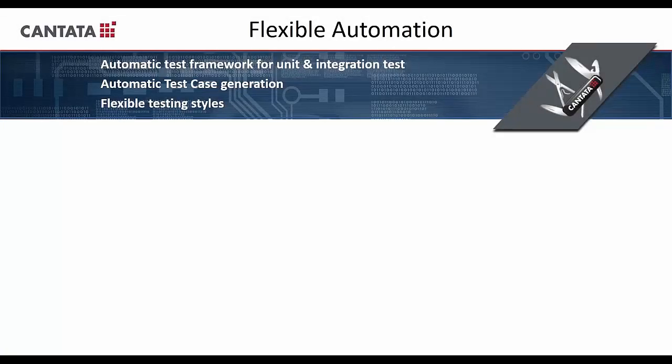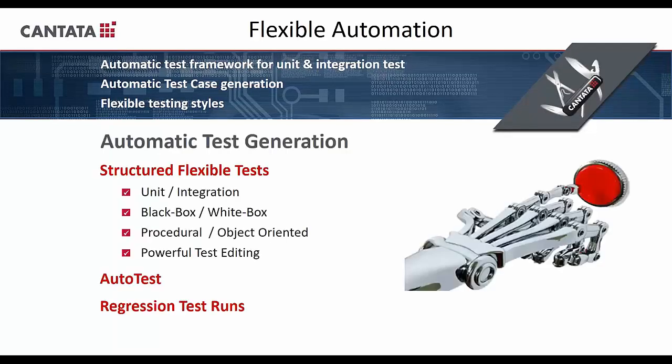But the real power is about automation. This is the biggest technical challenge with any tool. What can be automated and how much can it do for you? Well, Cantata can do a lot in very flexible ways. First of all, there are lots of different styles of testing, whether it's unit isolation, procedural, object-oriented, black box, white box, etc. And Cantata has flexible testing constructs for all of these types.